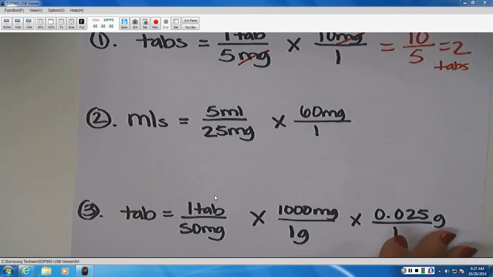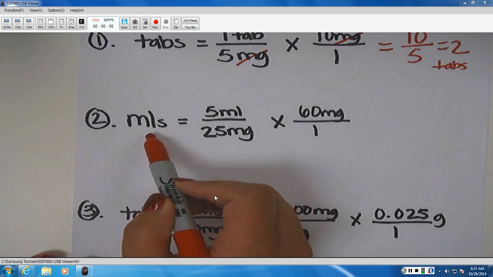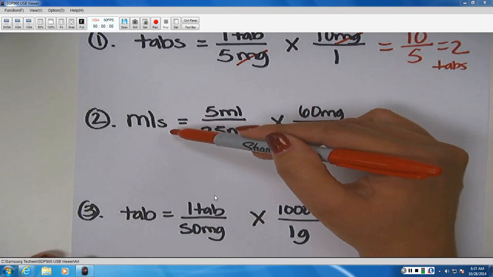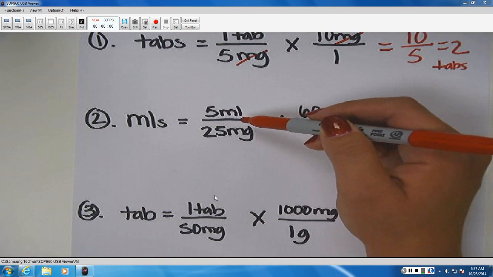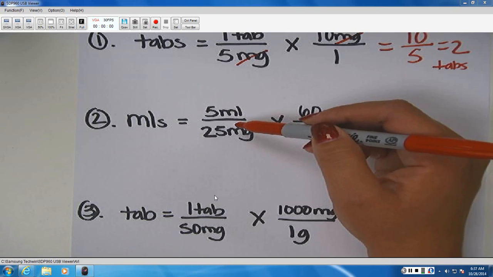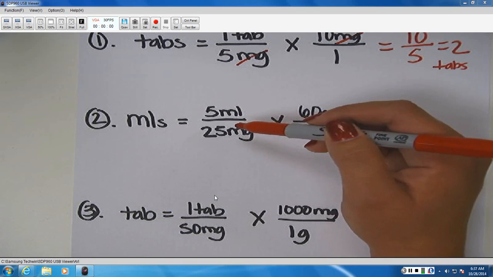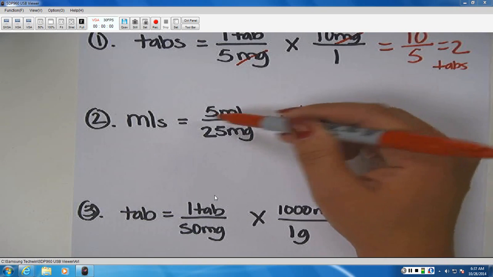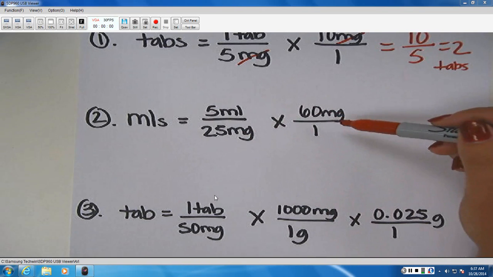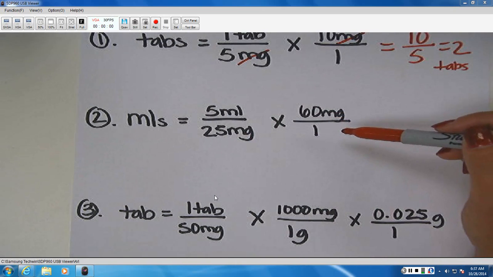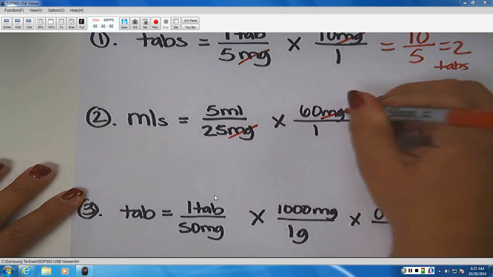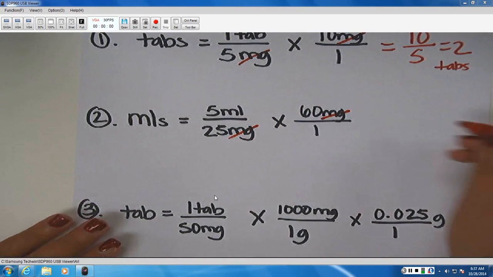So I've set my equation up just like that. How many mLs am I solving for? With my first fraction, since I'm solving for mLs, the numerator is going to be the mLs of the dose I have on hand. The dose I have on hand is 25 milligrams per 5 mLs. So I put my 5 mLs here, and I know that there are 25 milligrams in that 5 mLs. Then up here, the dose that's ordered is 60 milligrams, so I put my 60 milligrams on top, so these can cancel each other out, and then you just multiply straight across.